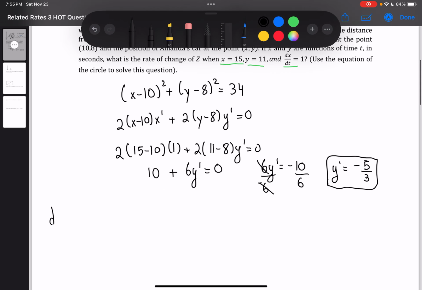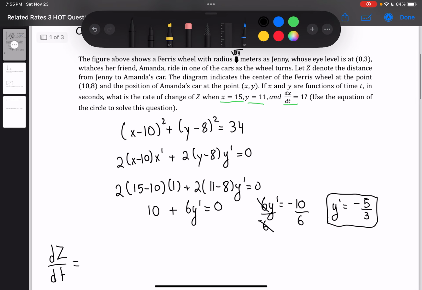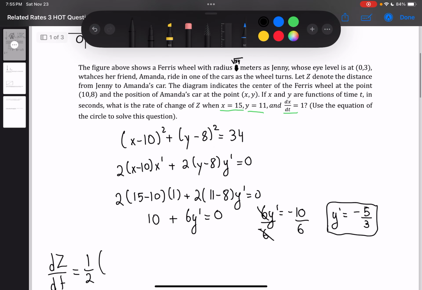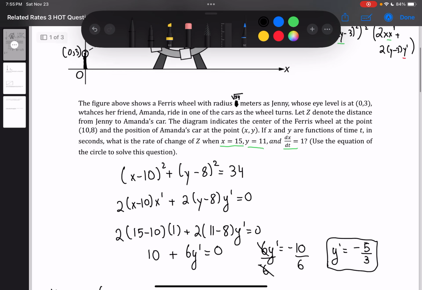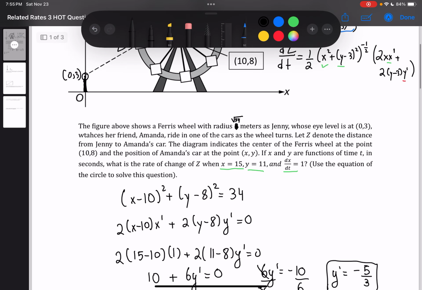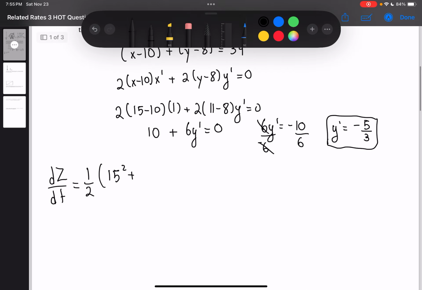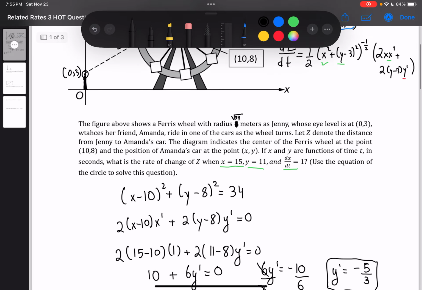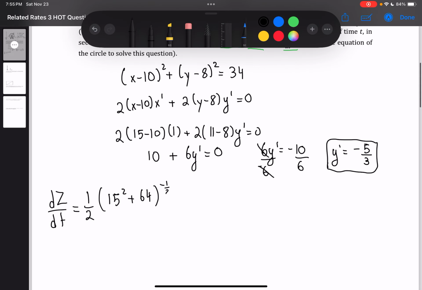So now dz over dt is going to be equal to half, open brackets, it's going to be a long one over here. X is going to be 15, so it's going to be 15 to the power of 2 plus the y, which is going to be 11. 11 minus 3 is going to be 8, to the power of 2, it's going to be 64. All of it to the power of minus half.